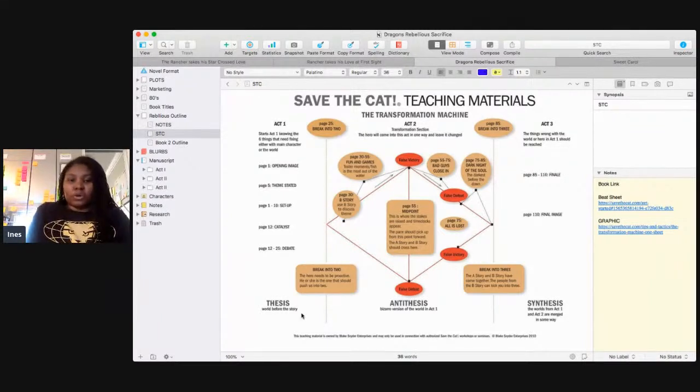So that's how this all works. And you can go to his website. You can get a free version of the beat sheet that you can just download and take a look at.